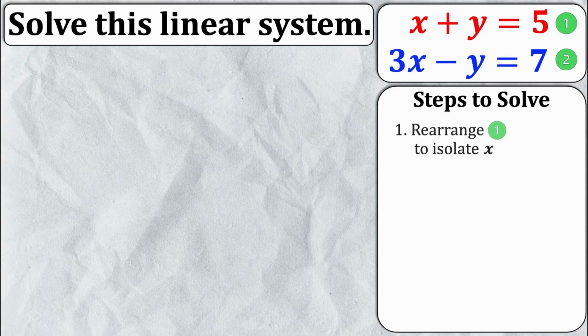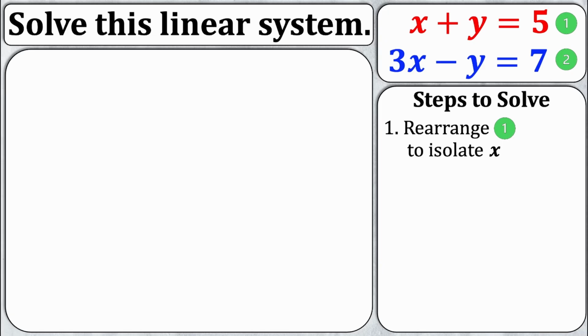And the first step is to rearrange equation 1 to isolate the x value. So currently you can see the x and y are both on the left side of the equal sign together. I want just the x value over there. And so in order to do that, I'm going to rearrange it by moving the y value to the other side. Now the y value is currently a positive, so if I move it to the other side, it will become a negative. And that will give me this equation here. X is equal to 5 minus y. Step 1 is done. Let's move on to step 2.